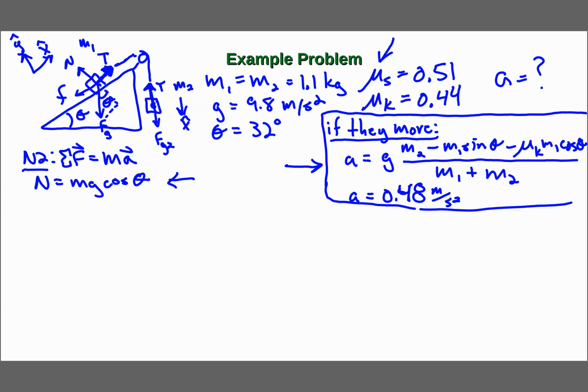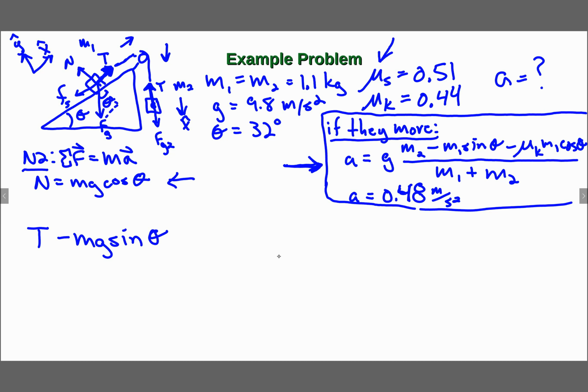Now for block 1, we know that if they move, they're going to move this way, right? They're going to move block 1 up the ramp, block 2 descending. So now let's look at static friction. So we'll make this a little F sub S, and consider that. So we still would have tension pulling up the ramp, right? And we still would have mg sine theta, the force of gravity pulling down the ramp.